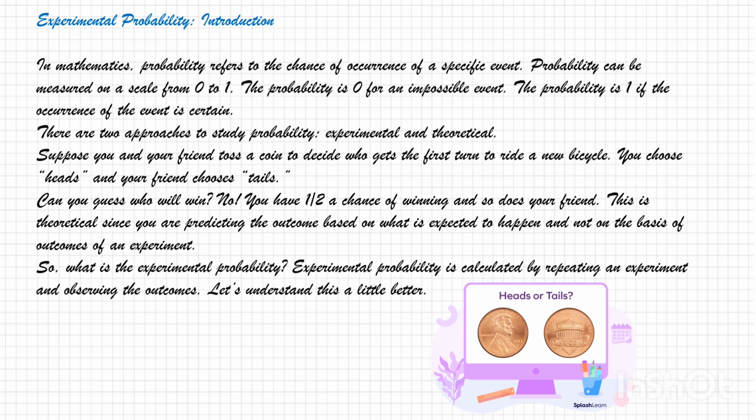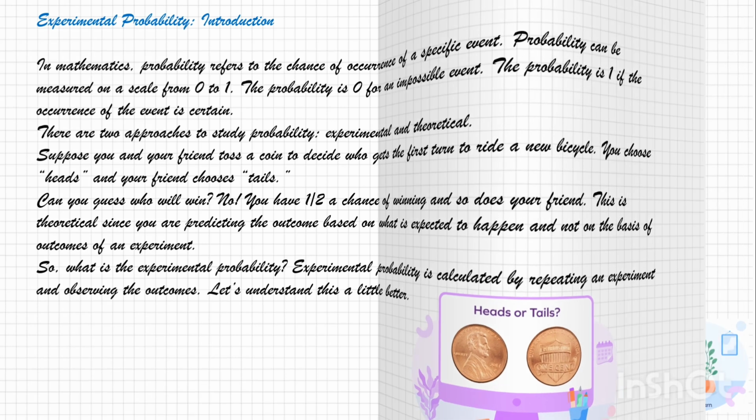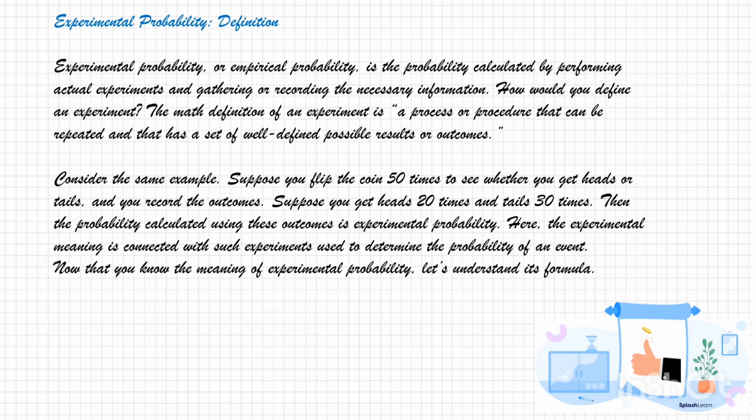So what is experimental probability? Experimental probability is calculated by repeating an experiment and observing the outcomes. Let's understand this a little better. Experimental probability definition. Experimental probability or empirical probability is the probability calculated by performing actual experiments and gathering or recording the necessary information.